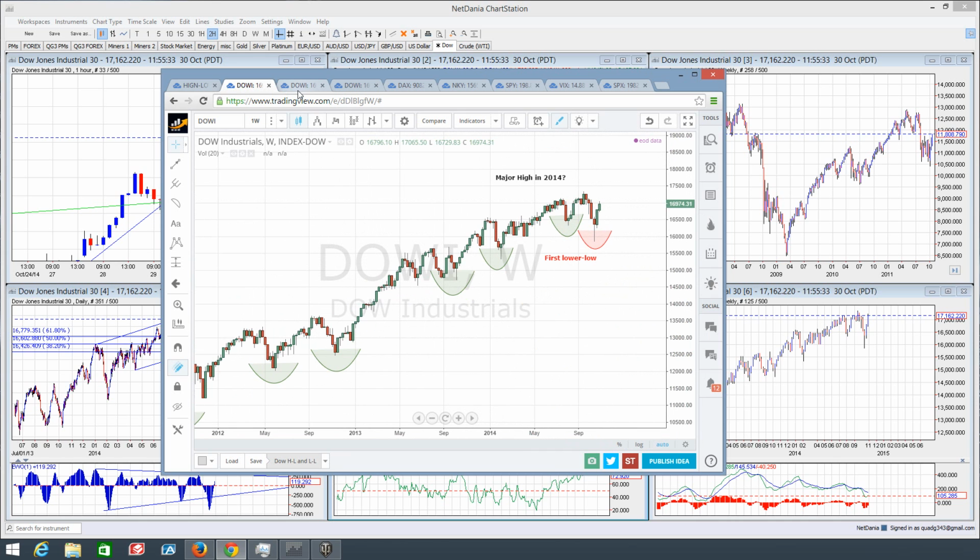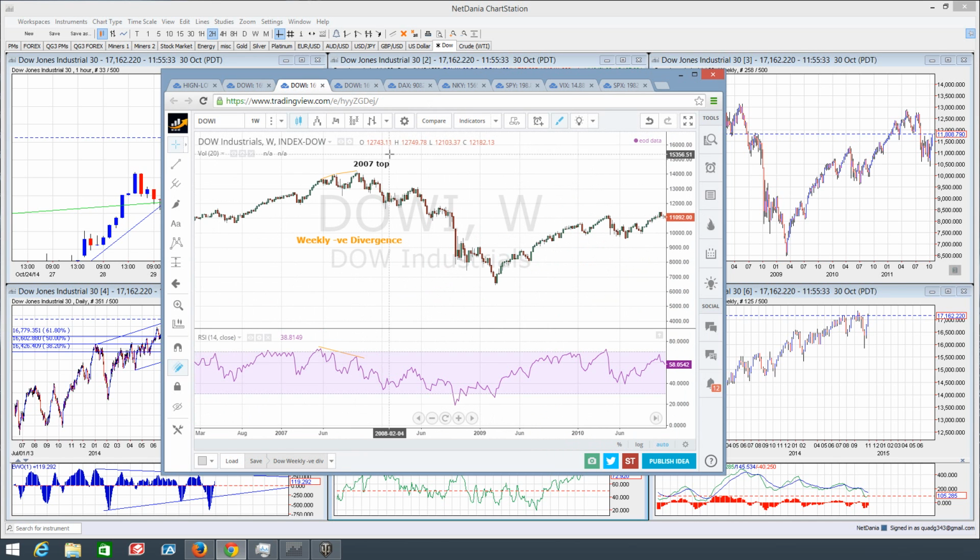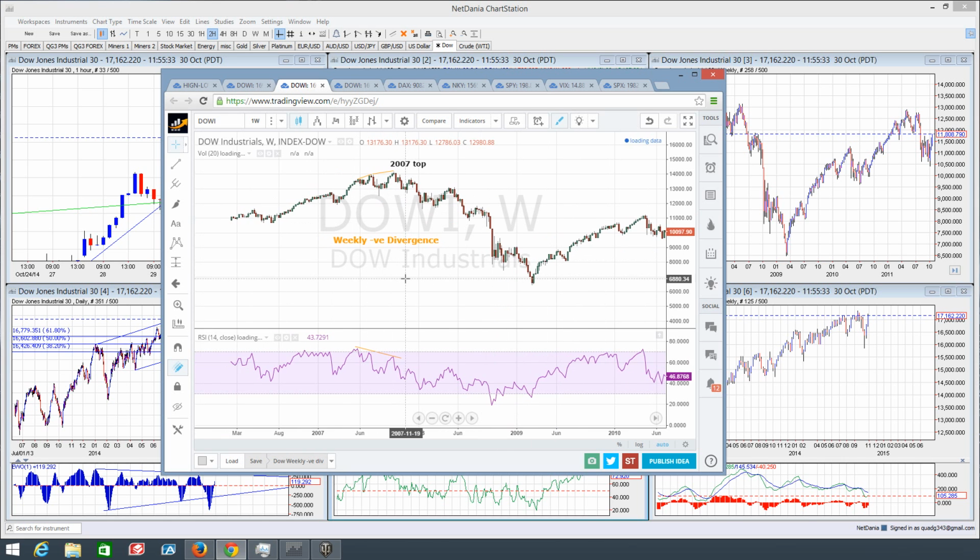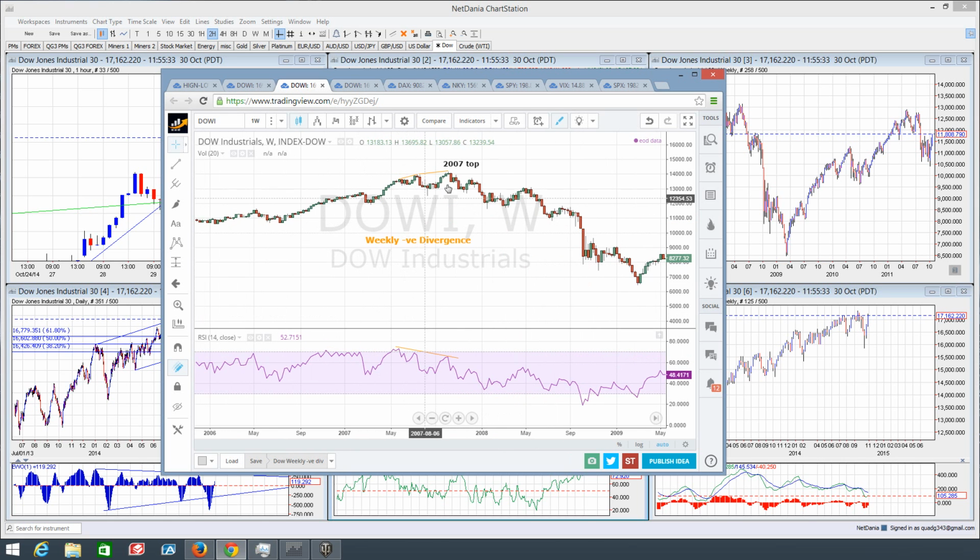That's basically sign number 2. Let's move on to sign number 3. Here's our 2007 top again, and you can see right into the 2007 top, we started to see a weekly divergence in the relative strength index. We see a double divergence here: a higher high in price, but a lower high in the oscillator. And then again, a few months later, another higher high for a second time, but another lower high in the oscillator. So a double negative divergence in 2007 helped set this major top.